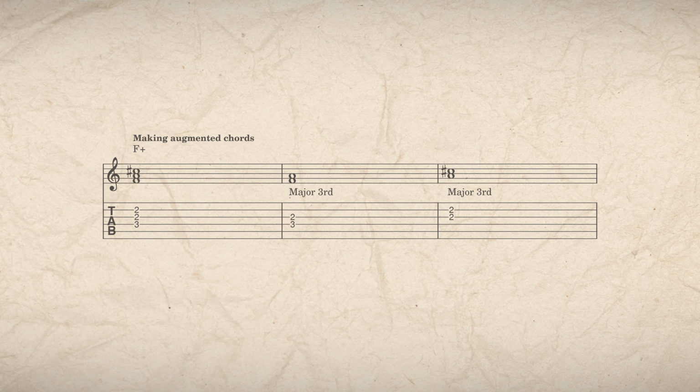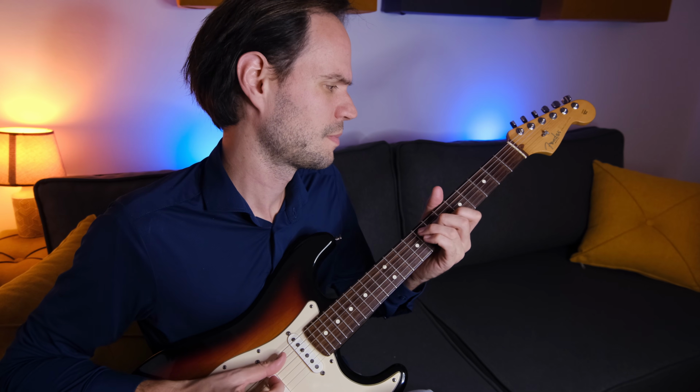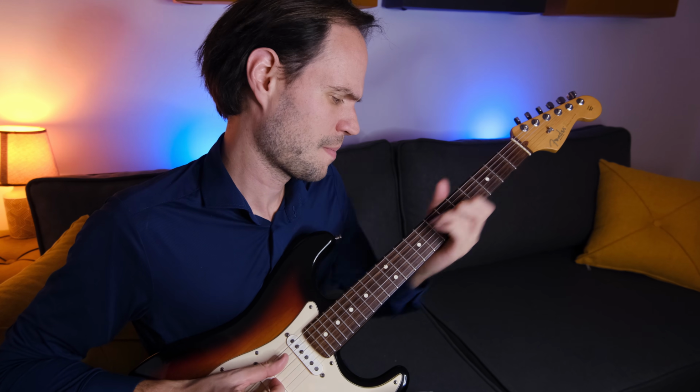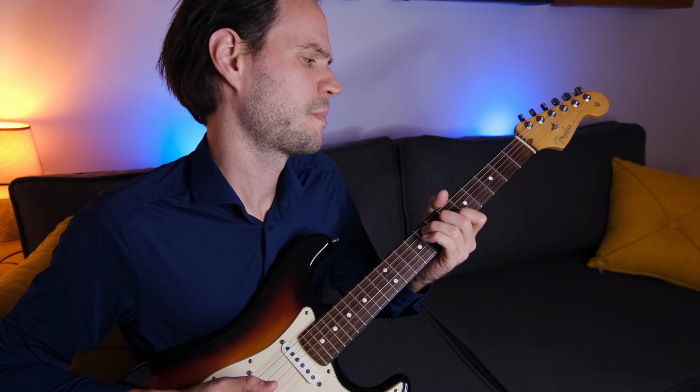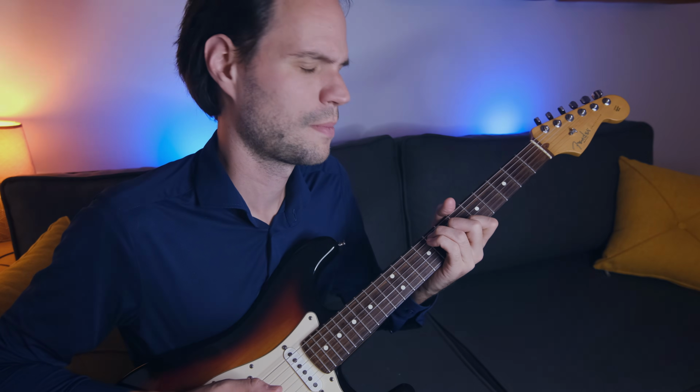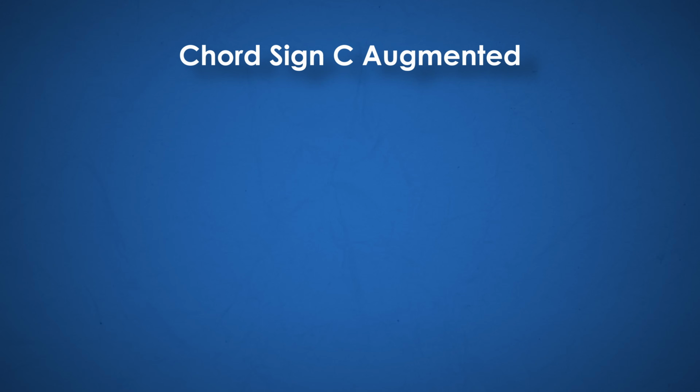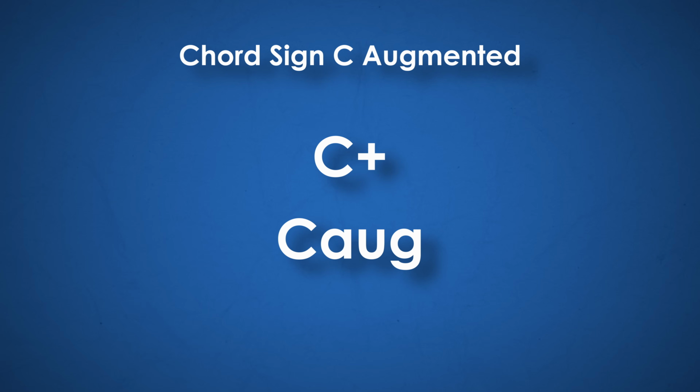And since the notes are all spaced at the same distance, each chord inversion has the same sound. And on guitar, for example, each chord shape is the same, no matter the inversion. Oh, and the chord sign looks like this. You add a plus at the end or write aug behind it, from augmented.